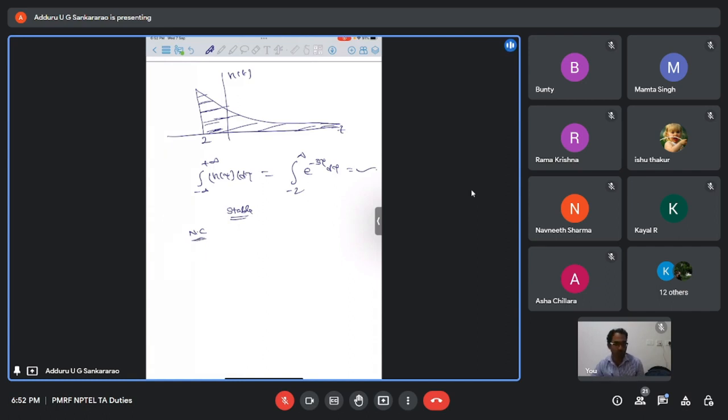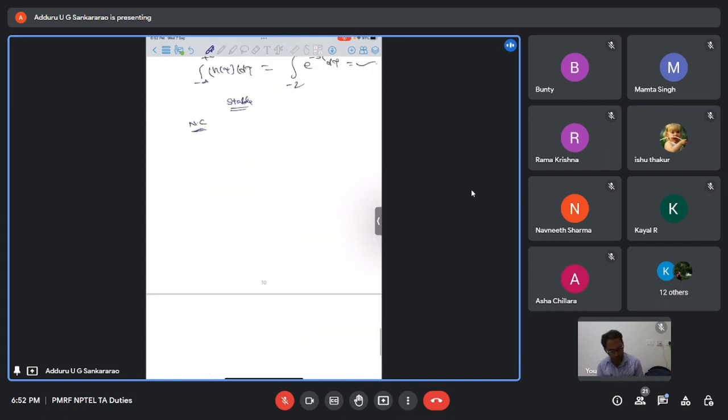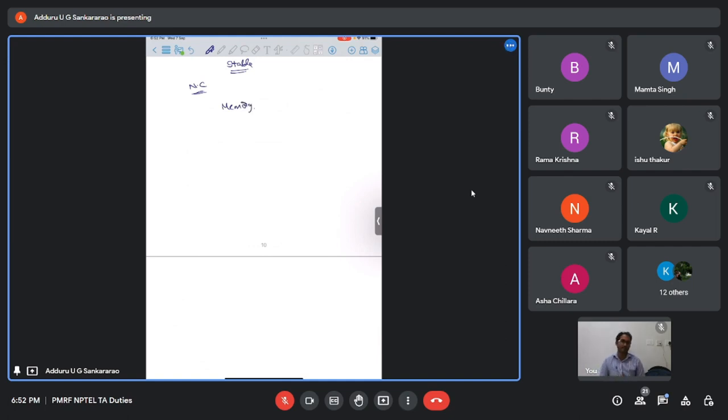And what about memory? Is it memory or memoryless? Memoryless means for t not equal to 0, it should be 0. That means it should be a function of delta of t, but it is not a function of delta of t. So it is a system with memory, a non-memoryless system we can say. Is that okay?